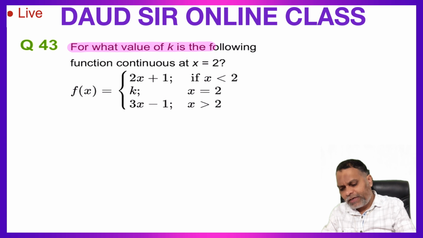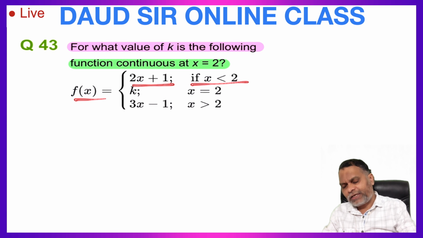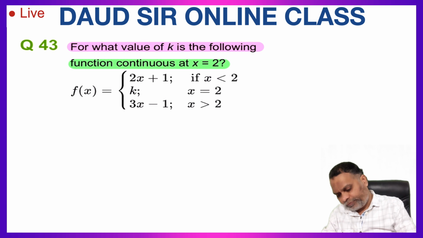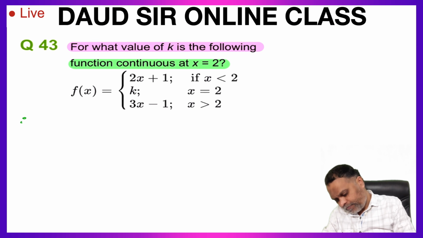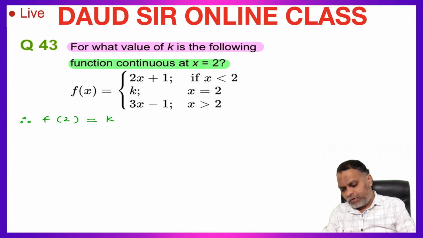Question number 43. For what value of k is the following function continuous at x is equal to 2? f of x is equal to 2x plus 1 if x is less than 2, f of x is equal to k if x is equal to 2, and f of x is equal to 3x minus 1 if x is greater than 2. So for which value of k is this function continuous at x is equal to 2? Therefore, f of 2: here x is equal to 2, so take this value of the function, f of x is equal to k. There is no x here, so no need to put in a value of x. f of 2 is equal to k only.